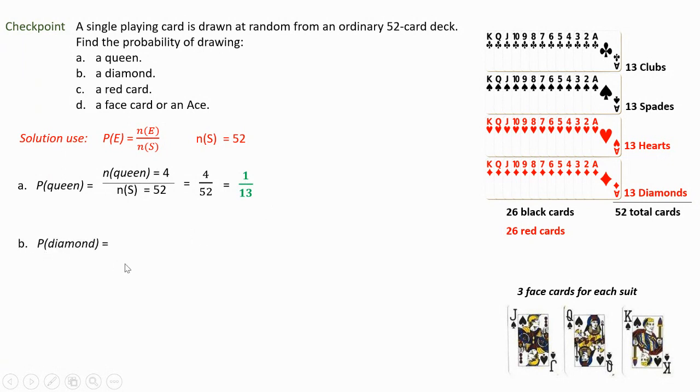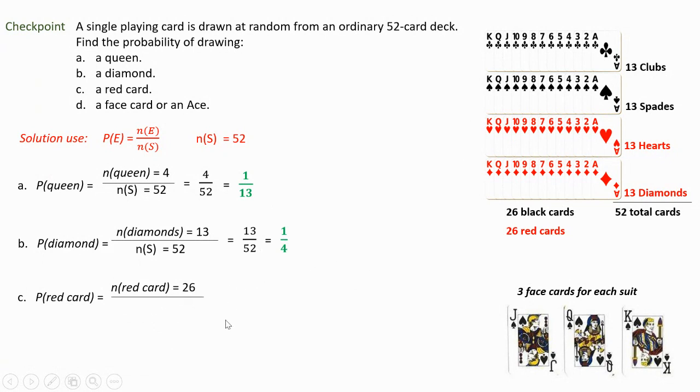For B, a diamond, right? A diamond, we know there's 13 diamonds. So 13 over the sample space, which is 52. Then we reduce, will give us 1/4. A red card. Okay, we know there were 26 red cards, right? So 26 over the sample space, 52, so it's going to be 1/2.